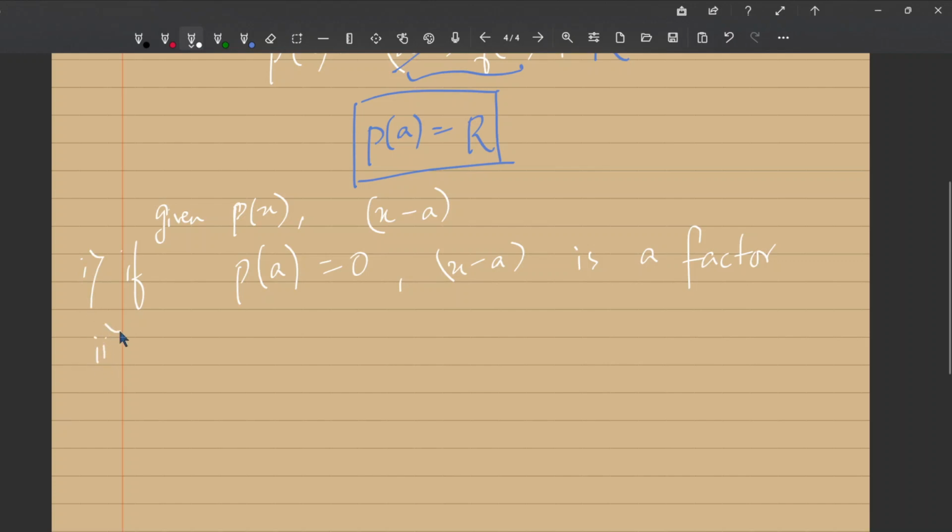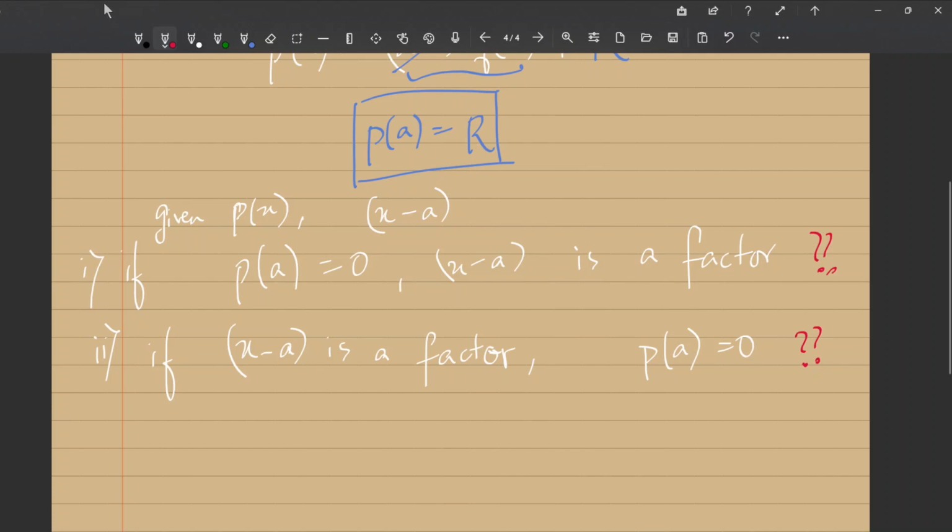And the second one, would you agree if I say that if x minus a is a factor, the converse of this first statement, or vice versa, then p of a has to be equal to 0. These two statements are different from each other, and we have to go through each of them. We have to prove whether these statements actually hold true or not.